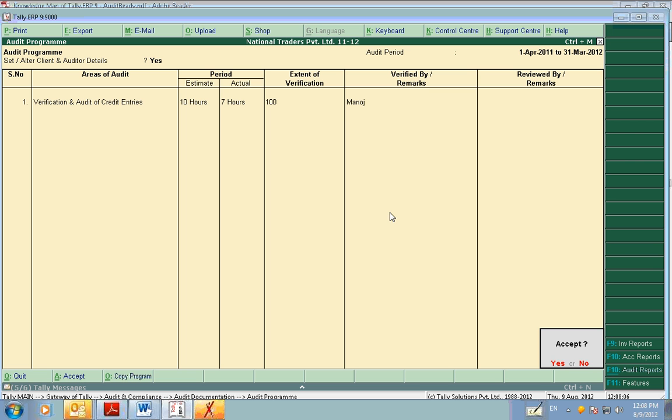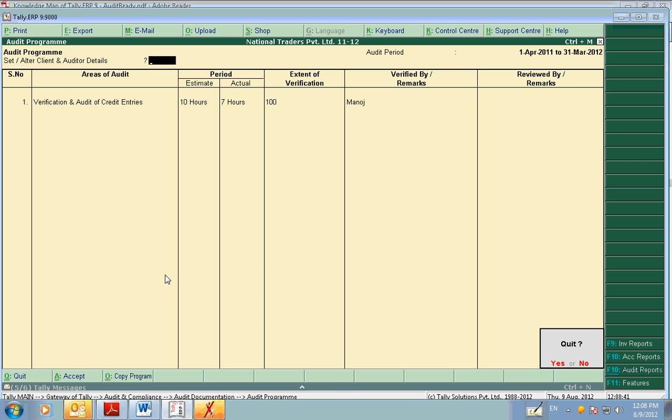Now, for every screen there is a copy program. If you have 2-3 companies for which you have to allocate work to authorized persons and which area they check, you can always copy this program once designed, if it is related to the same nature of business or the same set of people are working on the same areas and want a program for the same. It is nothing but my planning, my work plan, what I do to start off the audit. So this is all about your audit program.